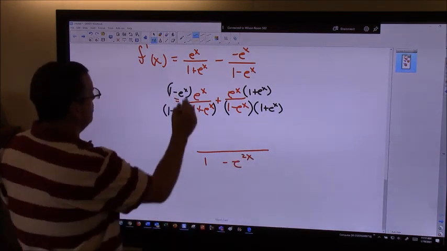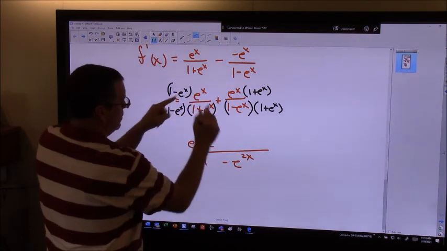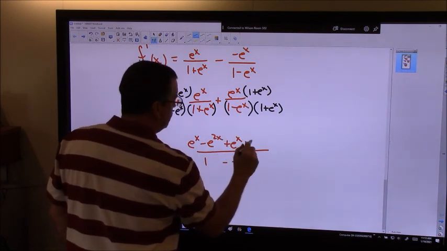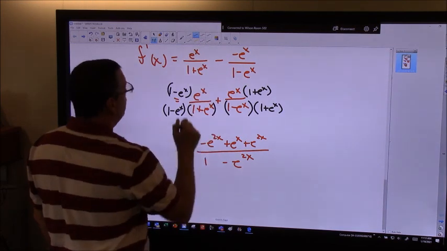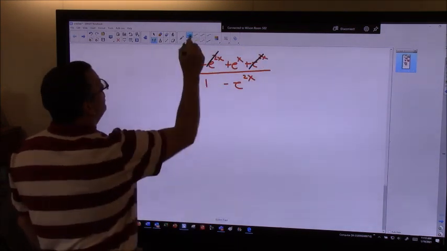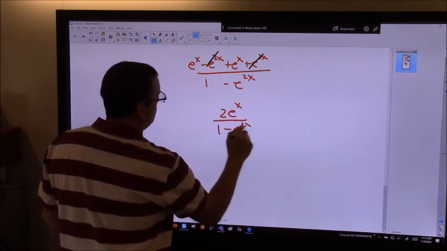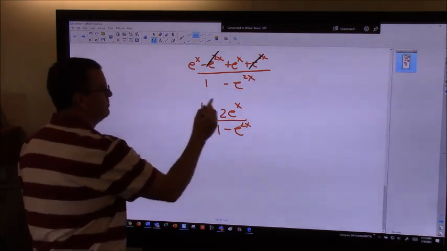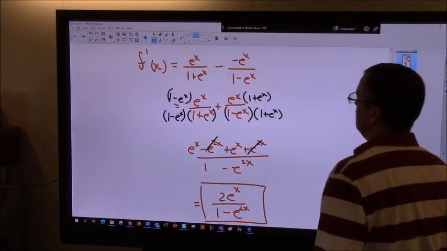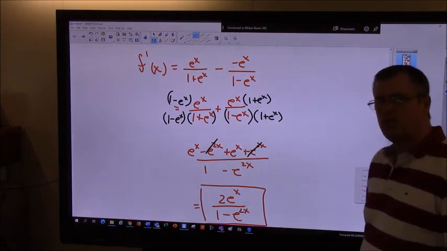In the numerator, I would get e to the x minus e to the, add the exponents, I get 2x. And here I'll get plus e to the x, and then plus e to the 2x. So these two things add up to 0. Those would add up to 2e to the x. And so you might see this. I don't know if you're going to see this or the previous answer. But I wouldn't be surprised if you saw that. So we just want to be aware of it.